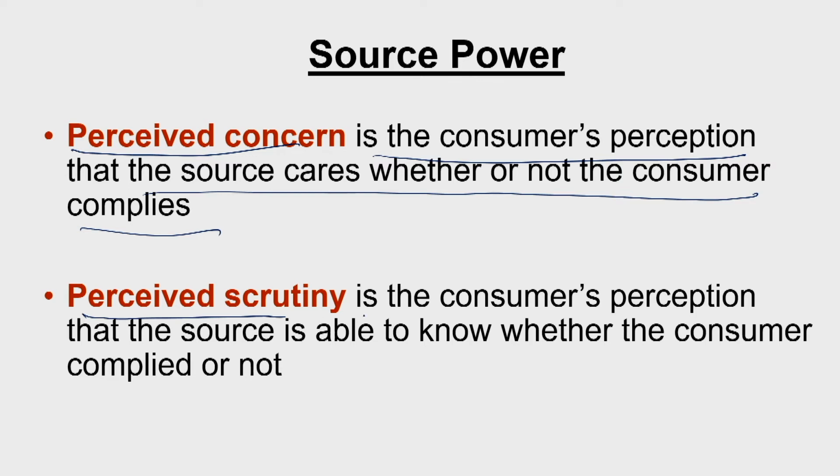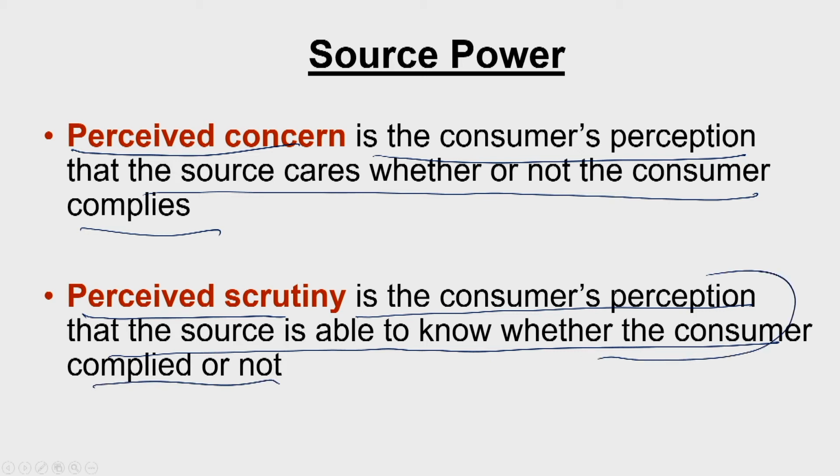And then perceived scrutiny. Perceived scrutiny is the consumer's perception that a source is able to know whether the consumer has complied or not. The more scrutiny a particular source has, the more power of scrutiny it has, the higher the chance that the consumer will act according to what the source is asking. So, again looking at the IT ad, the IT department has a high perceived scrutiny, because it knows which consumers have filed and which have not filed the taxes, and they can come after you.